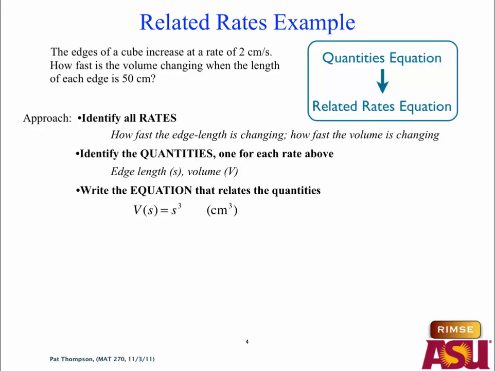And now that we've got the quantities equation, we can write, this is our whole goal. The whole goal is to get the related rates equation. Okay? What is the related rate? How do we get the related rates equation from the quantities equation? How are we going to get rates of change out of this? How are we going to get the rate of change of volume and the rate of change of side length?